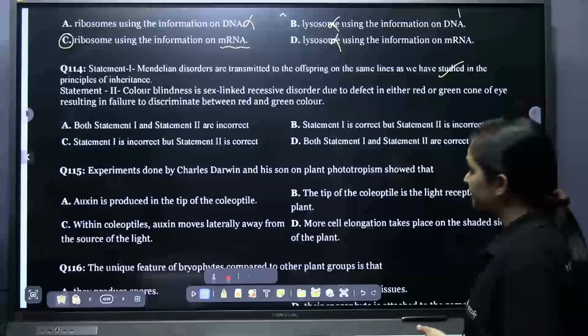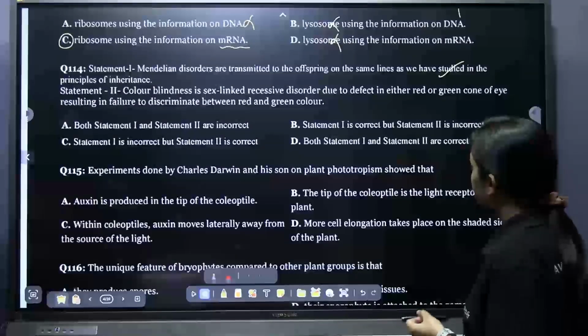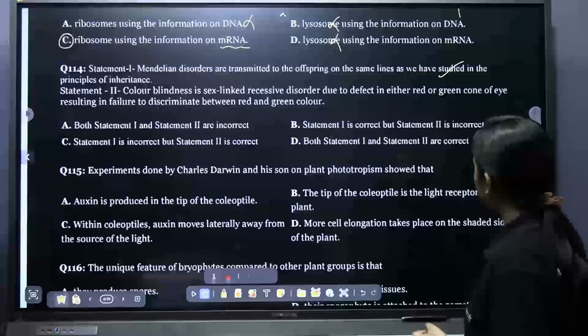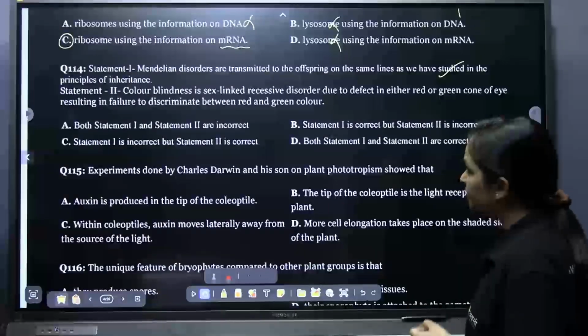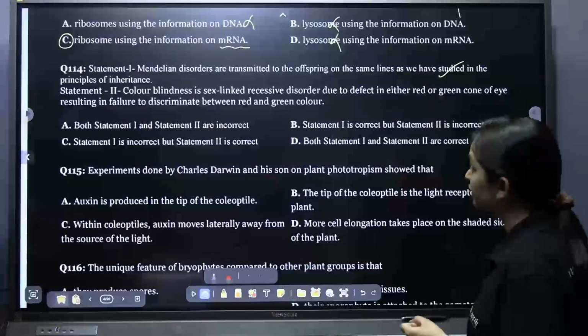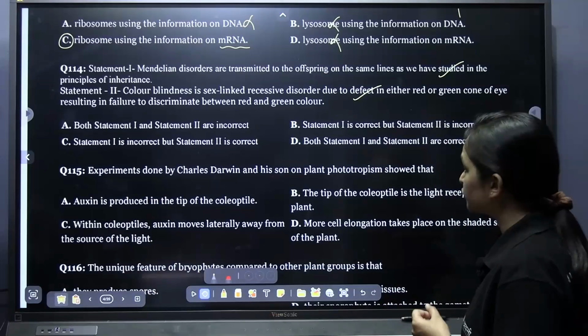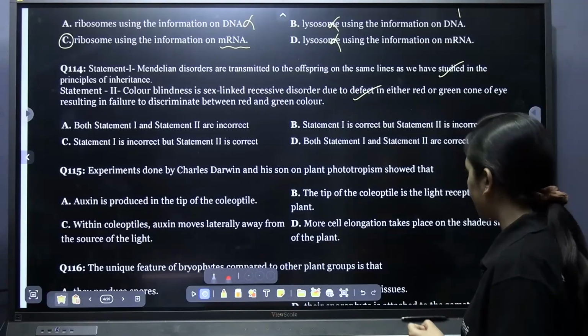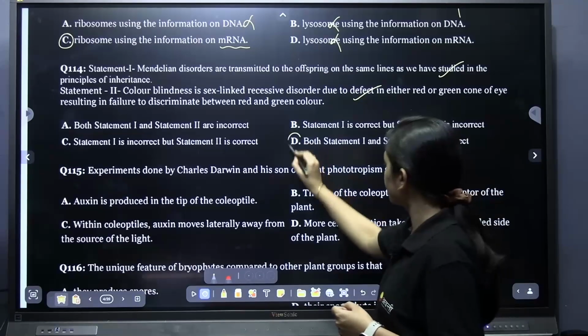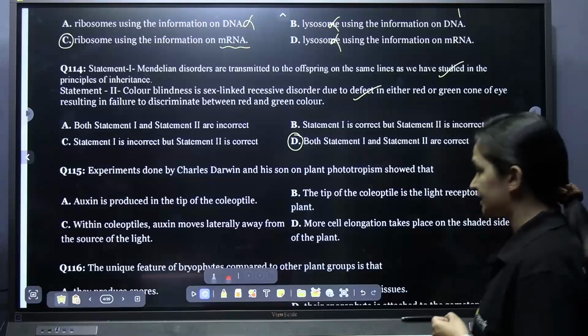Color blindness is a sex-linked recessive disorder. Yes, it is due to the defect in either red or green cones of the eye, resulting in the failure to discriminate between red and green color. Yes, this is also true, which means statements 1 and 2 both are correct. It is D for Delhi.